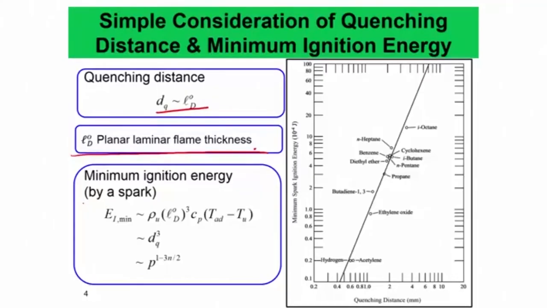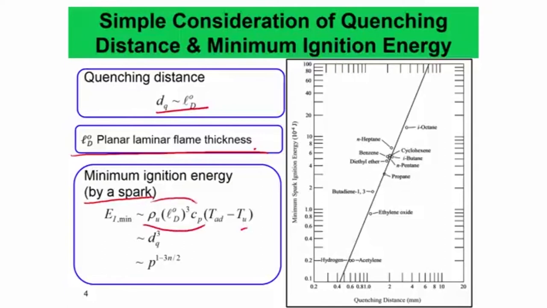Okay, so that is why the dq is essentially proportional to the ld0, which is the planar laminar flame thickness. Okay, so now, by the same token, we can think that the minimum ignition energy by a spark should essentially have some bearing on this kind of relationship. That is, the minimum ignition energy by a spark should be that energy by which I should be able to take the temperature of a given mass of gas.